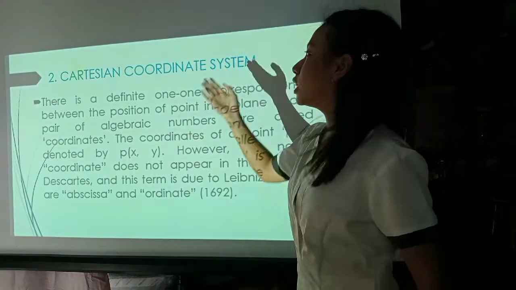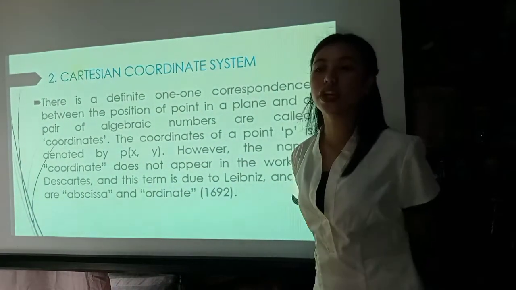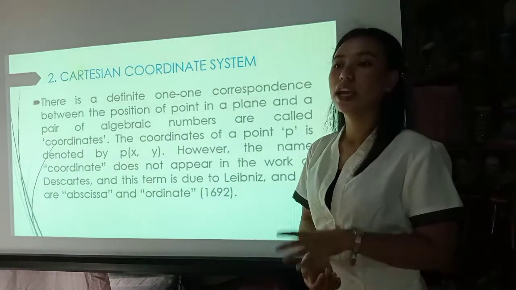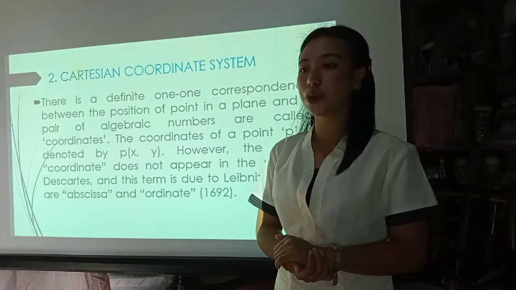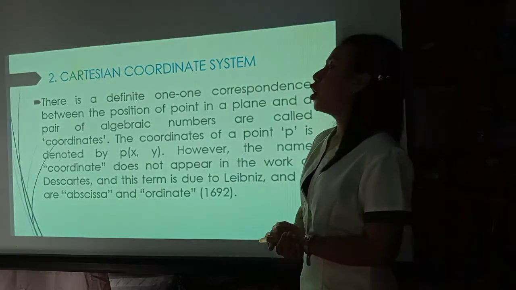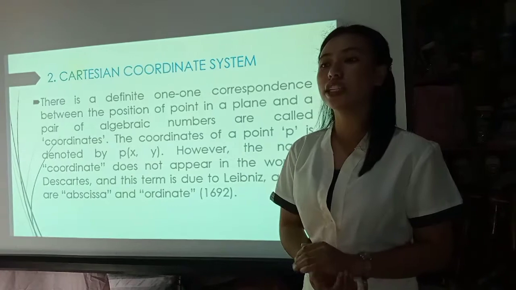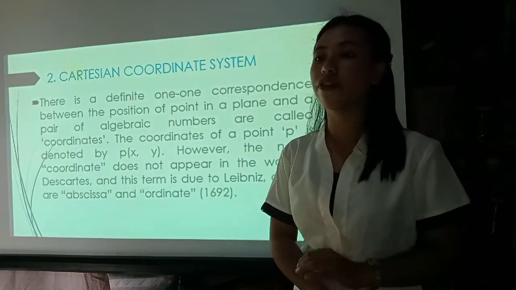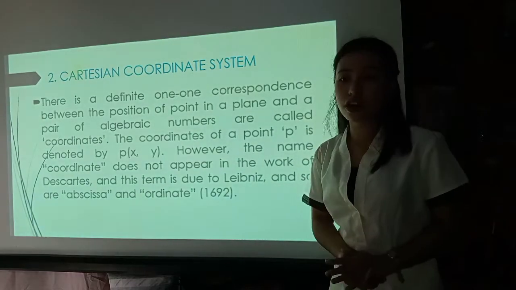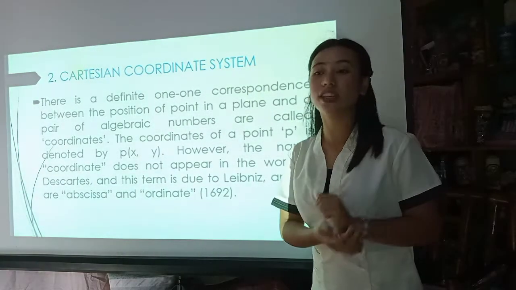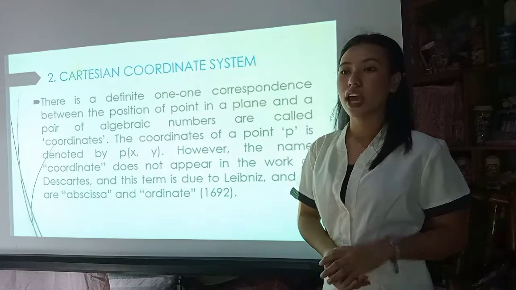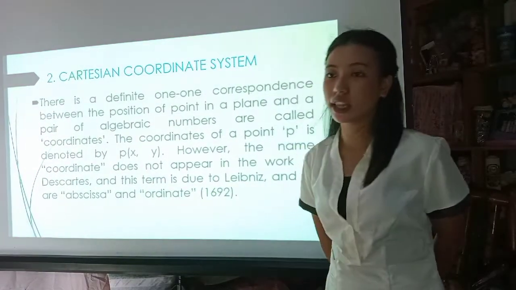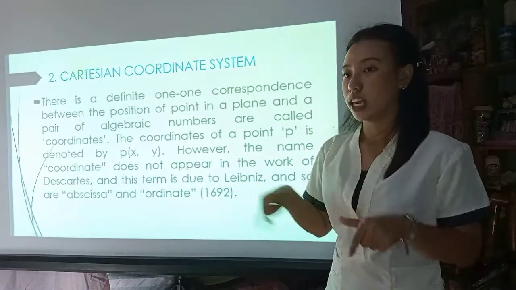Now, in the Cartesian coordinate system, there is a definite one-to-one correspondence between the position of a point in a plane and a pair of algebraic numbers which are called coordinates. The coordinates of a point P are denoted by P of x and y. However, the name coordinate does not appear in the work of Descartes. This term is due to Leibniz, and so are the abscissa and the ordinate, which we will tackle later.